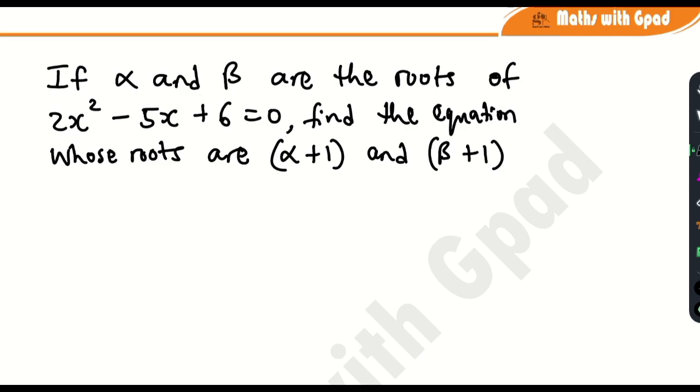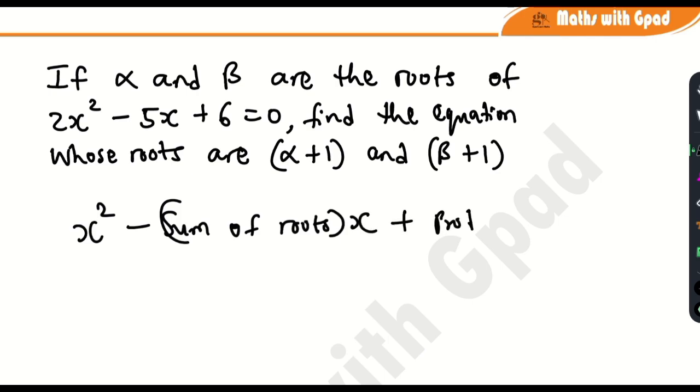So let me start first by writing the general form of a quadratic equation, which is what? x squared minus the sum of roots, then there will be an x here, plus the product of roots. And this is equal to 0. So this is the general form of a quadratic equation.